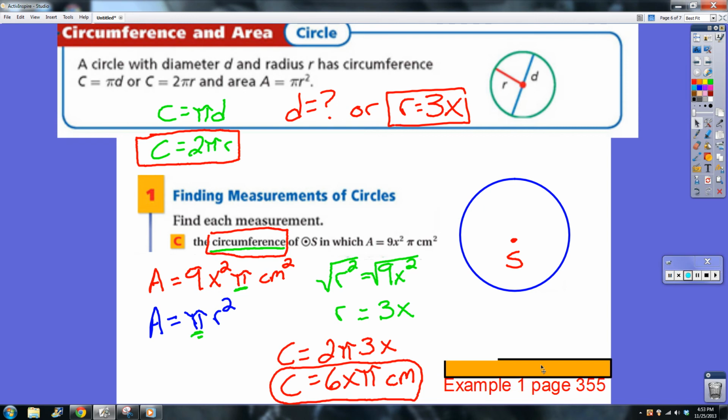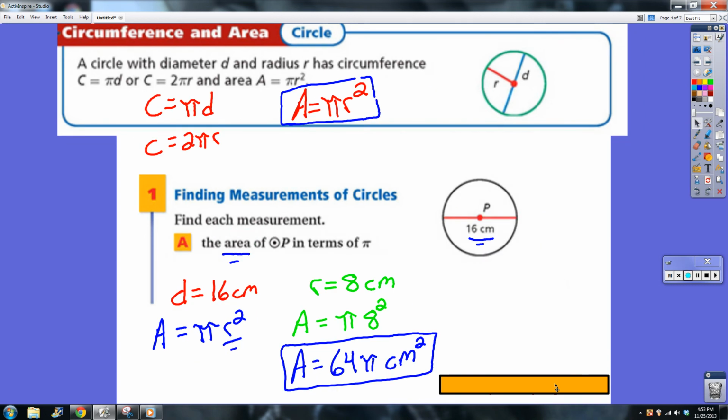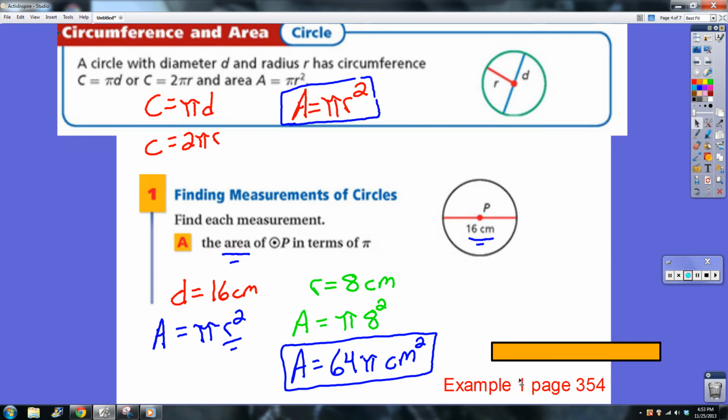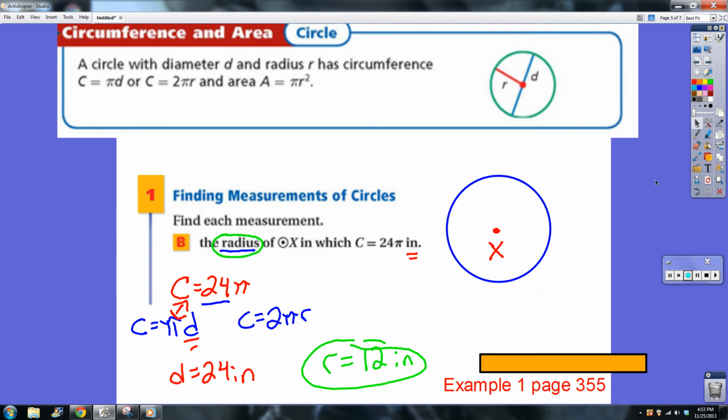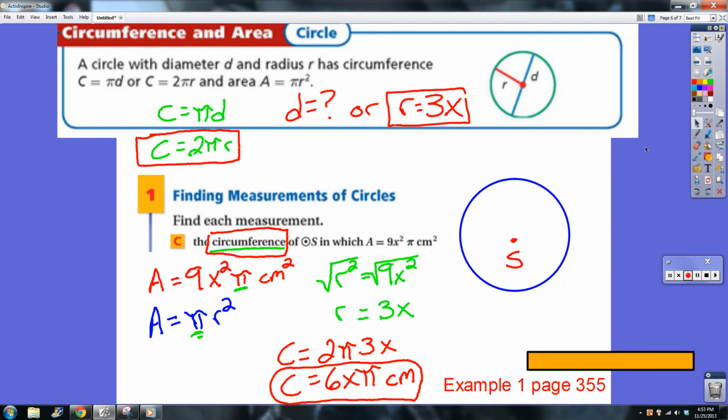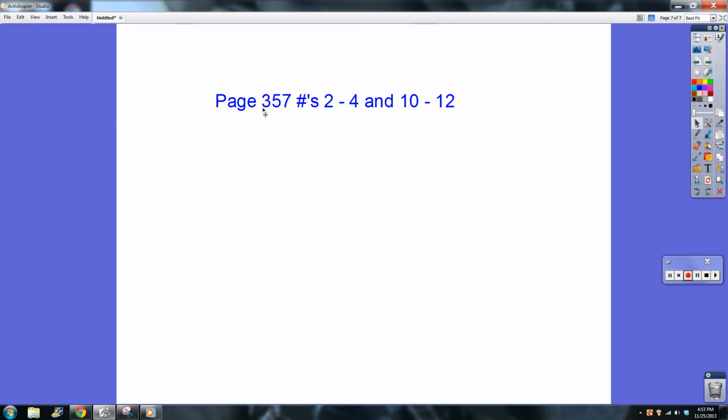Okay. In case you're wondering, this is example 1 from page 355, and it actually started on page 354. Part A was on page 354. Part B was on 355, and Part C was on 355. Right now in the book, page 357, I want you to do numbers 2 through 4 and 10 through 12. Page 357, numbers 2 through 4 and 10 through 12.